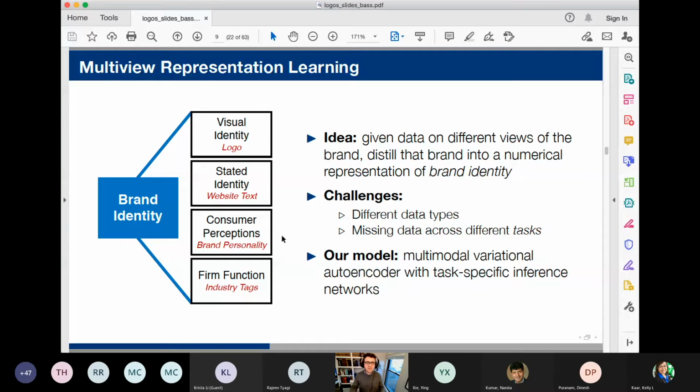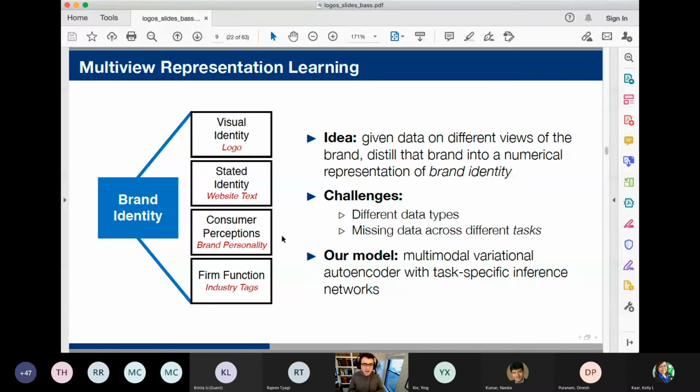So what we want to do is, given these different views of a brand, like what it says it does, what it looks like in terms of its logo, how consumers perceive it, what it does in terms of those industry tags, we want to distill that brand, in all of that messy, unstructured data, into a usable brand identity vector, a numeric vector that distills that brand into something that we can then manipulate in a model.